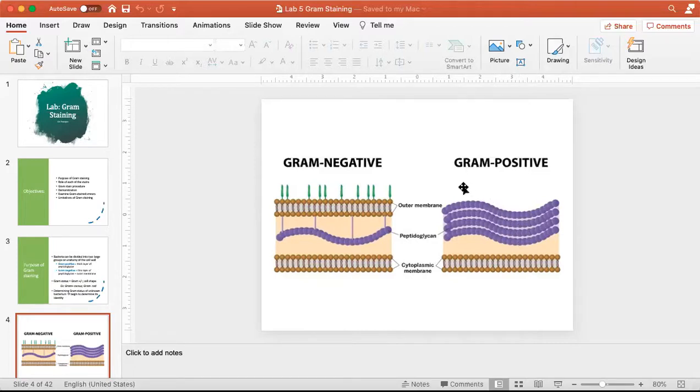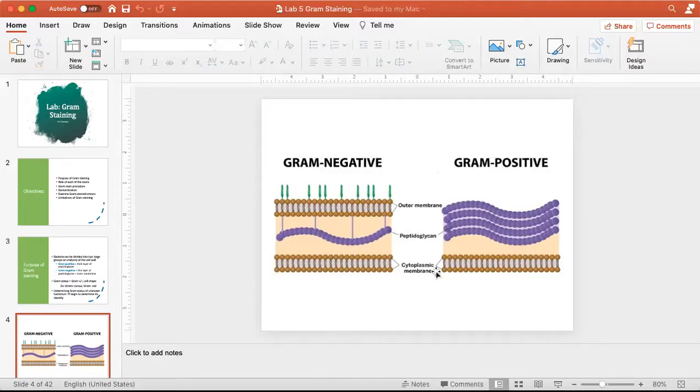Now I want you to compare it to what we would see if we took a little sliver off of a gram-negative organism. Here's that cell membrane again. Again, remember, we can call this the membrane. We can call it the cell membrane. We can call it the plasma membrane.